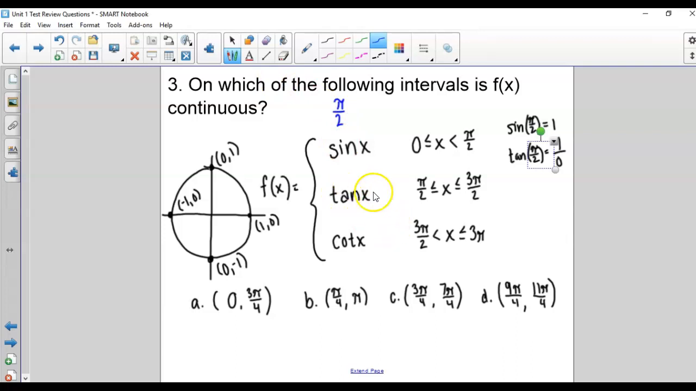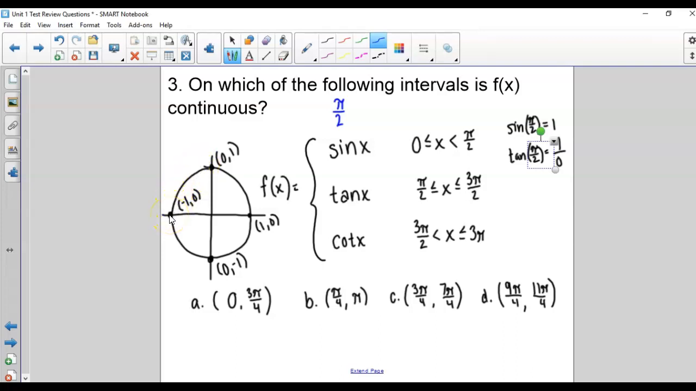Tangent has discontinuities. So we need to make sure that we list any discontinuities for tangent that would be between pi over 2 and 3 pi over 2. And as I said a minute ago, tangent is sine over cosine. So if cosine is 0, then that means we have a discontinuity at that point. So that is going to occur at one of these 4 locations here. So tangent at pi over 2, we've already found that it's undefined, so there's definitely a discontinuity there.